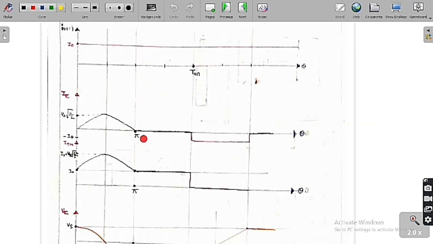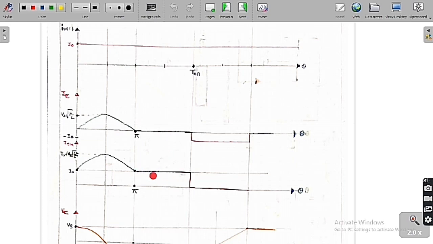See, when IC wants to become negative, it indicates that it is going against that diode. So the diode is now going to become open circuit. When the diode is open circuit, IC is equal to 0. So the diode is open. Similarly, if IC is equal to 0, then ITM is equal to I naught.